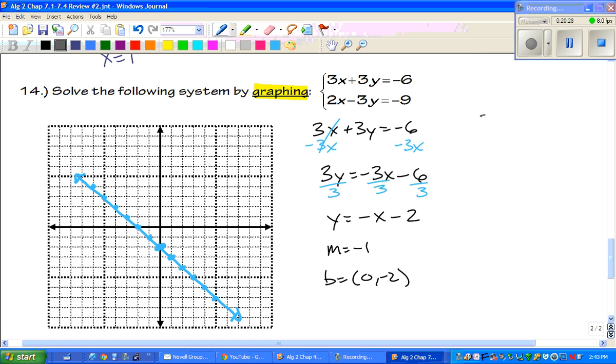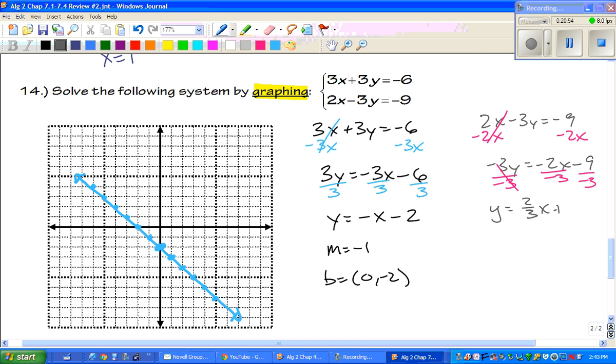But now we got to do that to our other line too, and that's the 2x minus 3y equals negative 9. Subtract the 2x to both sides. To get the y by itself, you need to divide by negative 3. And you get y equals 2/3 x plus 3. Okay, so our slope is 2/3, and our y-intercept is 0, 3.